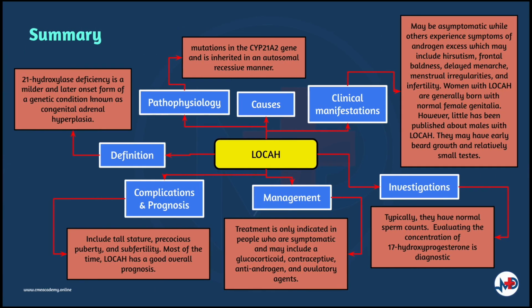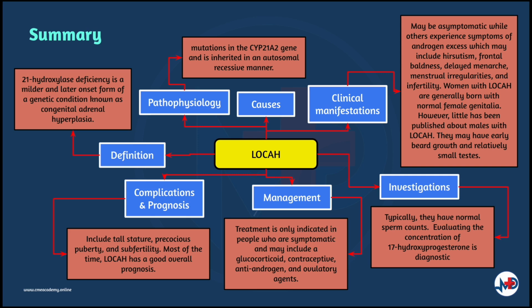So, in summary, late-onset congenital adrenal hyperplasia happens due to the 21-hydroxylase deficiency in a milder and later onset form of a genetic condition known as congenital adrenal hyperplasia. It is caused by mutations in the CYP21A2 gene and is inherited in an autosomal recessive manner. Few patients may be asymptomatic while others experience symptoms of androgen excess, which may include hirsutism, frontal baldness, delayed menarche, menstrual irregularities, and infertility. Women with this condition are generally born with normal female genitalia.